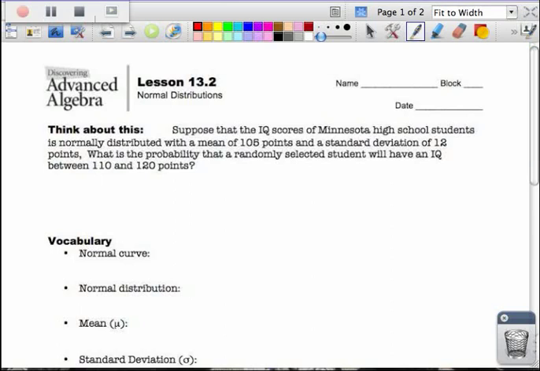So 13.2, normal distributions. In math, in a more recent field area, we have an area called statistics. And statistics actually by mathematicians is not considered mathematics. It's more like an applied math. And so in statistics, oftentimes you're trying to figure things out on how to explain things to people.